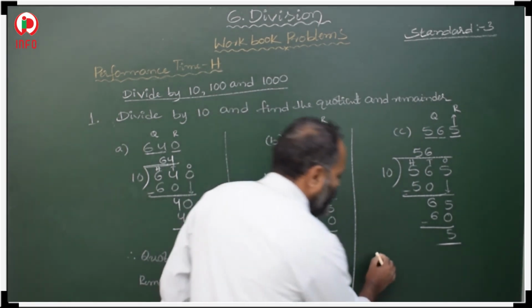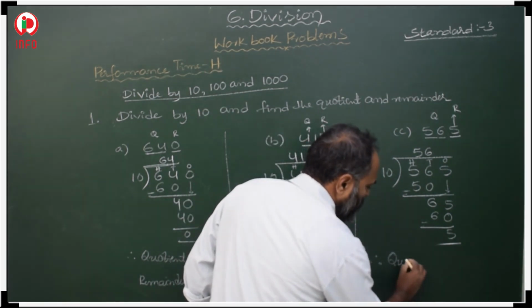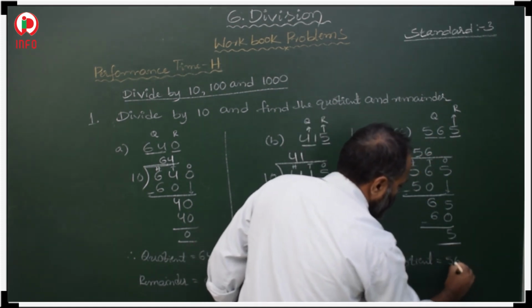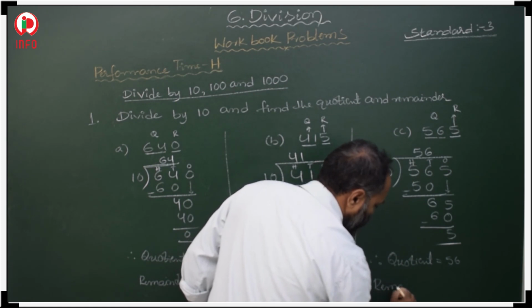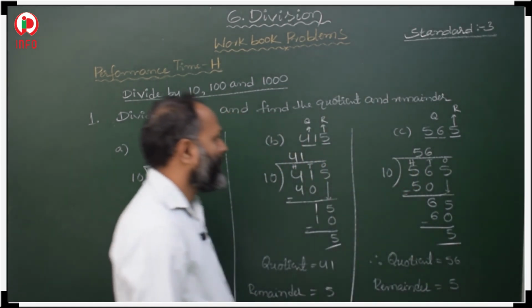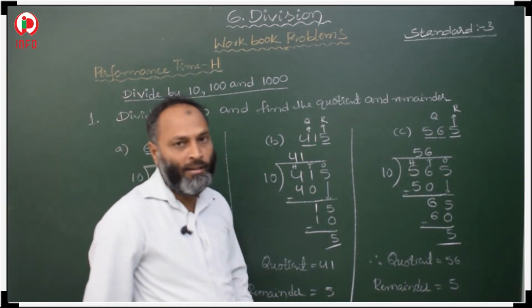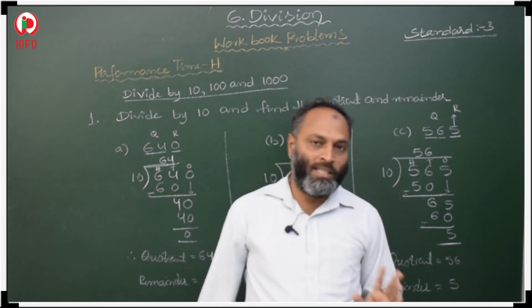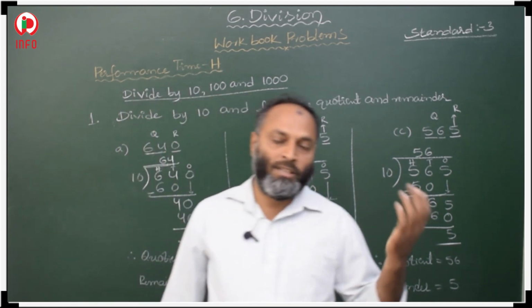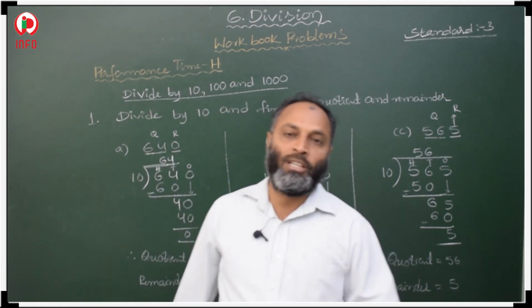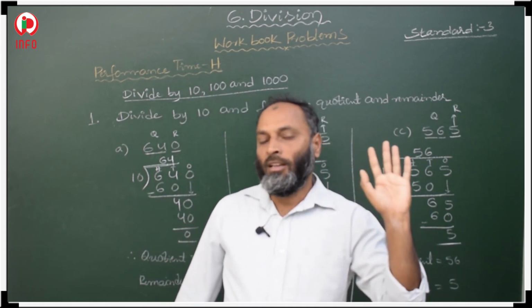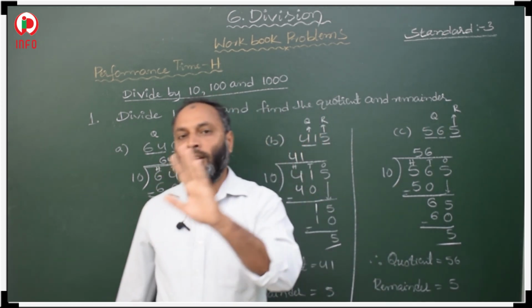Okay. Therefore, what is your quotient? 56. And what is your remainder? 5. It means when we divide with 10, the ones place is the remainder and the rest of the places are the quotient. Remember this one. Okay. Without doing it also we can say. So when divided by 10, if we ask what the quotient and what the remainder is, then whatever is there in the ones place, that is the remainder and the rest of the places are the quotient. Okay.